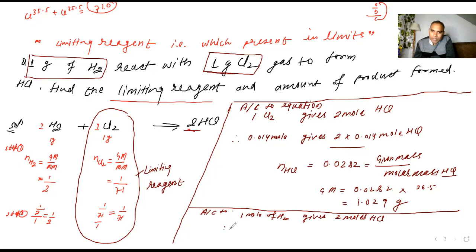So therefore, 0.5 mole H2 is going to give how much? What we can write is 0.5 into 2 moles HCl. So that is again going to be 1 mole HCl. So the resultant n HCl is equal to 1. Mole means given mass upon molar mass. So molar mass of HCl is 36.